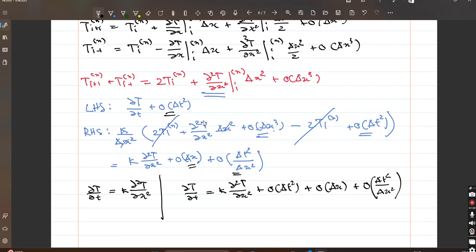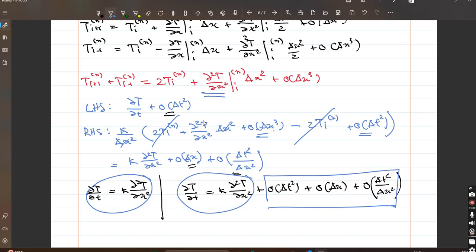Okay, so we can see that we have reproduced this partial differential equation into this algebraic form, but along with some errors, right? So these are the truncation error.